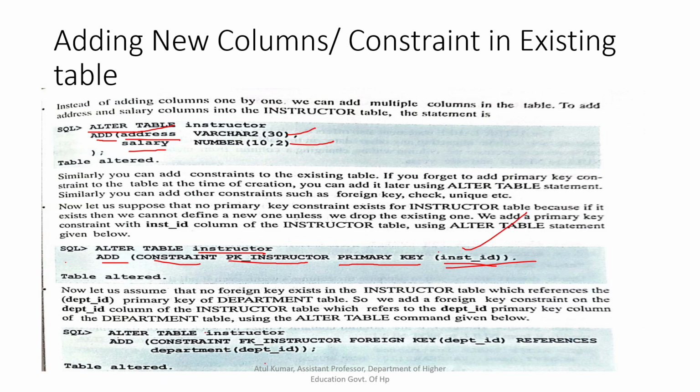Similarly, we can also add a foreign key to a table, and the syntax is like this: add constraint, name of the constraint is fk instructor, foreign key, then department id is basically a foreign key, and references means it refers to which table. So the table is department, suppose, and the column is department id.